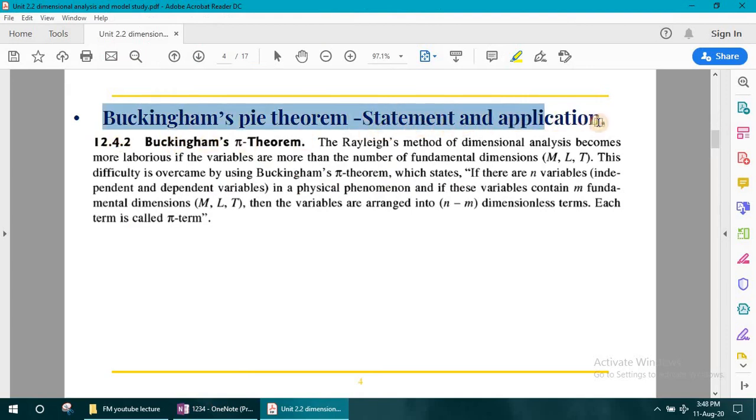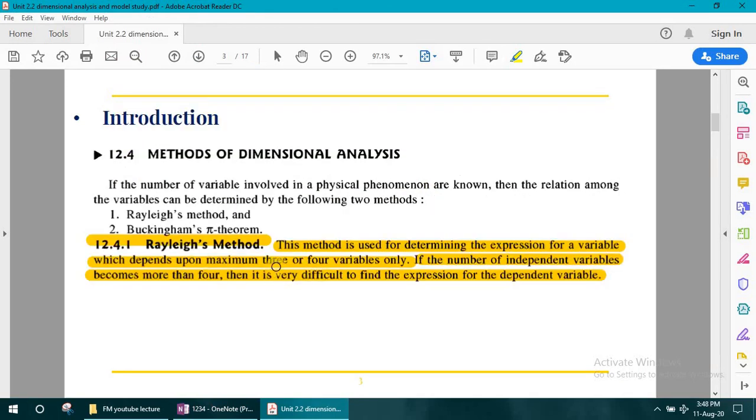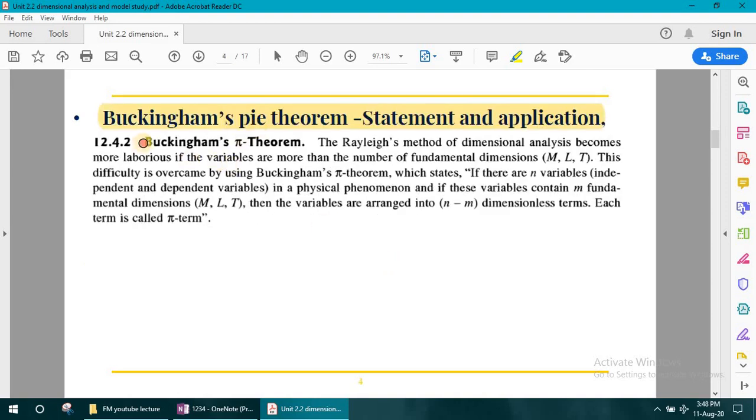Let's understand its statement and application. What was the disadvantage of the Rayleigh method? In that method, a maximum of 3 to 4 variables are used. But now let's understand the advantage of Buckingham's pi theorem. The Rayleigh method of dimensional analysis becomes more laborious if the variables are more than 3 to 4, with fundamental dimensions M, L, T. So this difficulty can be overcome by Buckingham's pi theorem.